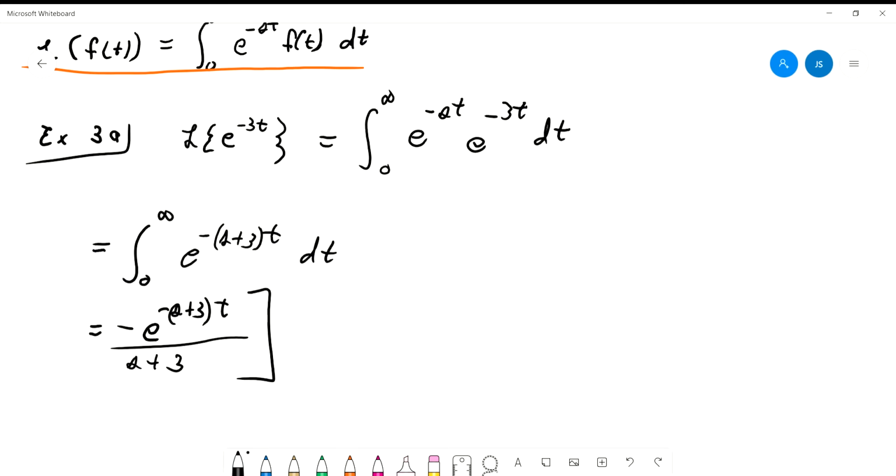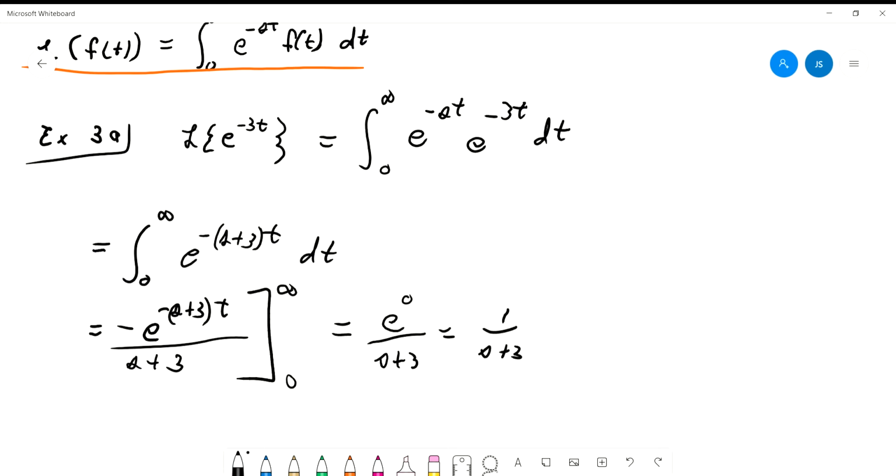You could do the substitution w equals minus (s plus 3) times t, thinking of s plus 3 as a constant. Anyhow, that's going from 0 to infinity. As long as s is big enough, this limit as t goes to infinity will be 0, as long as s plus 3 is positive. As long as minus (s plus 3) is negative, you've got a negative number times t in the exponent, that's going to go to 0. And so you're just going to get the minus of what we get when we sub in t equals 0. So that's going to be e to the 0 over s plus 3, or just 1 over s plus 3.